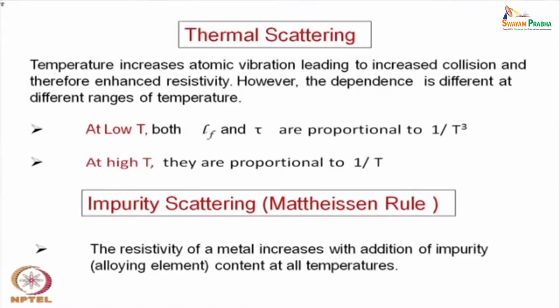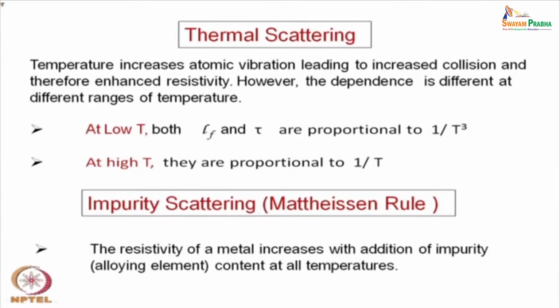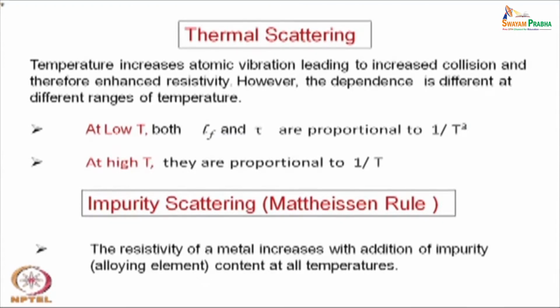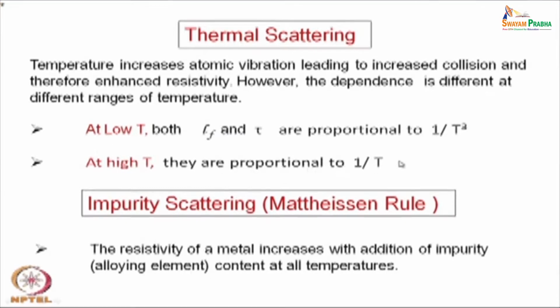that both LF and tau, tau is the relaxation time. I think it was introduced earlier, but not discussed that much. Tau is the relaxation time, that is the time elapsed between two consecutive collisions. So, LF is actually the distance, and tau is the time. So, both LF, the mean free path, and tau are proportional to 1 by T cube when the temperature is very low. Whereas at slightly elevated temperature, they are proportional to 1 by T.